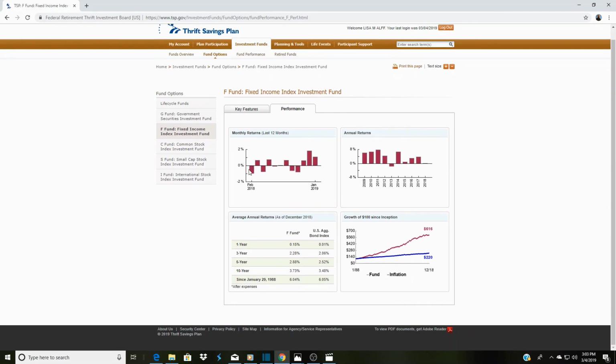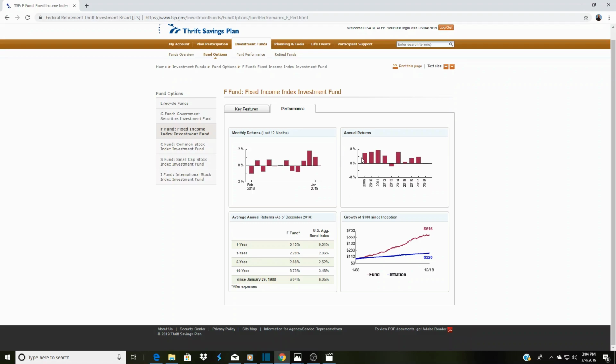Next, we have the F fund. If you look at the F fund, it's more volatile. So as I said, as interest rates go up and down, you will see that the fund returns go up and down more on this. And even in 2013, we had a small loss in bond funds. 2015, you had a small gain.